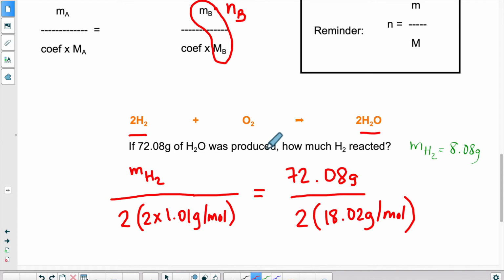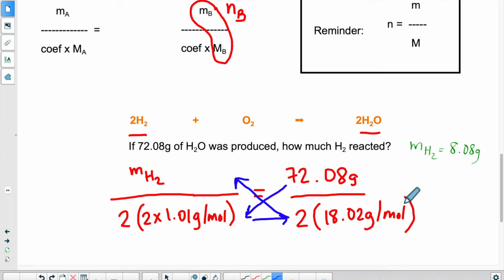We're not required to calculate how much. We're not interested in that. But we want to know how much H2 reacted in order to create 72.08 grams of water. And to solve, in case I skipped that step, in case you were wondering how you solve, you have to cross multiply. This times this divided by this will give me my final answer, which is the mass of H2. Okay, so that's how it works.